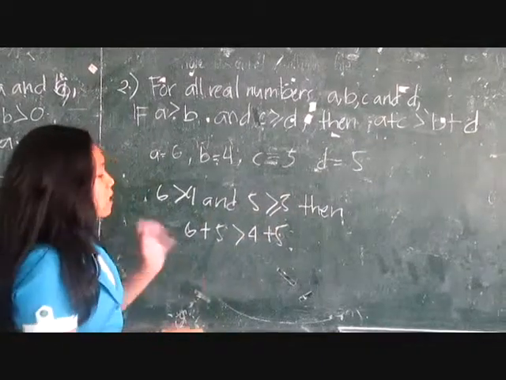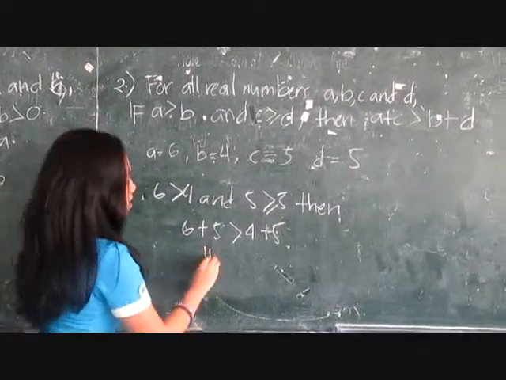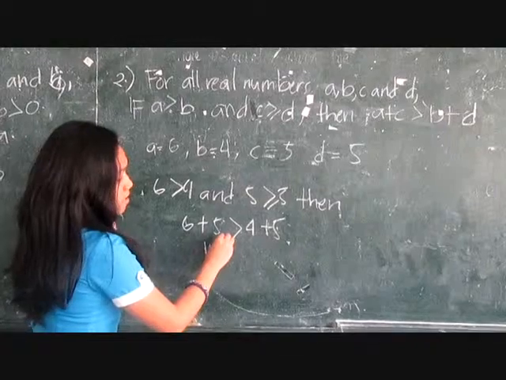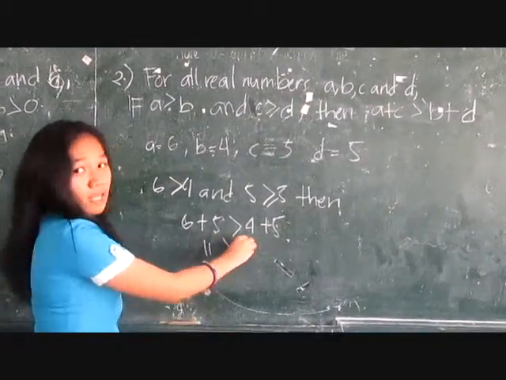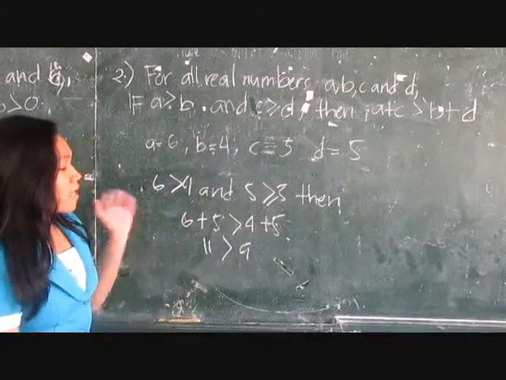So 6 plus 5 is equal to 11, and 11 is greater than 4 plus 5, which is equal to 9. So 11 is greater than 9.